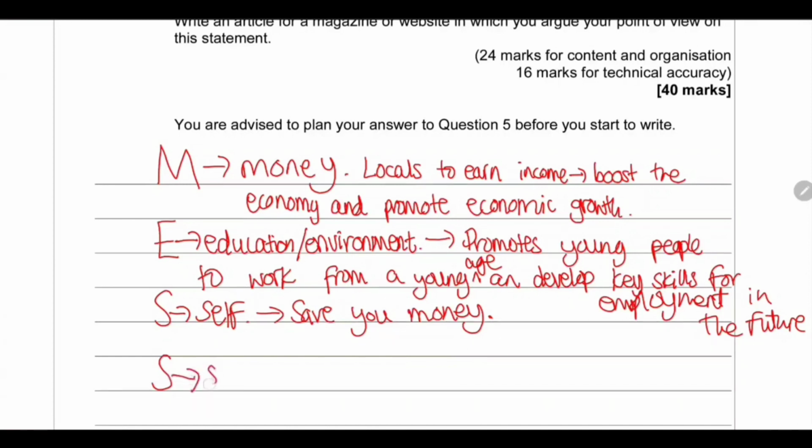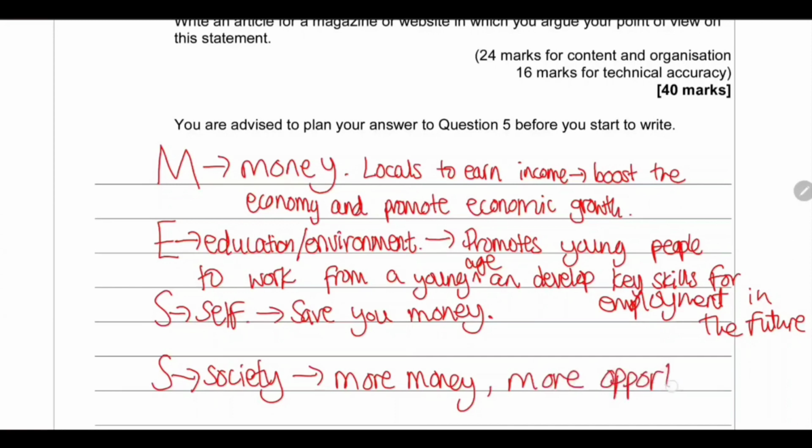And the last one is society. So how does it impact society? So first of all, what it does in terms of society is that the more money there is, this is in terms of people shopping and contributing to the fast fashion sector, the more money there is, the more opportunities. Okay, and also vice versa.